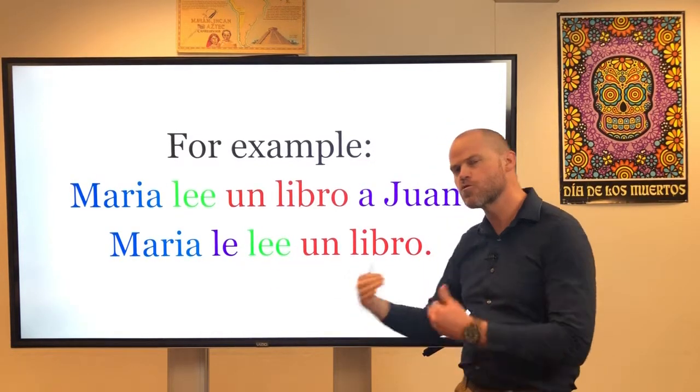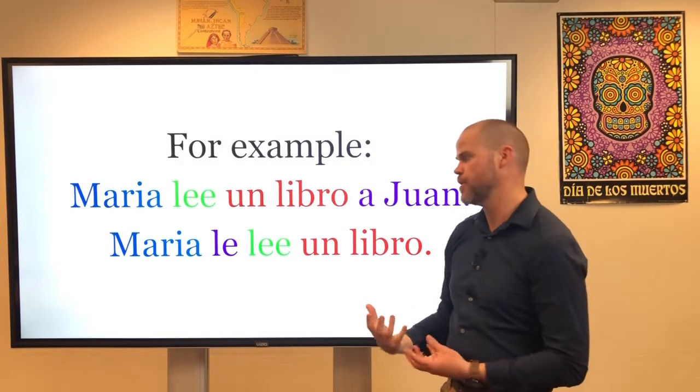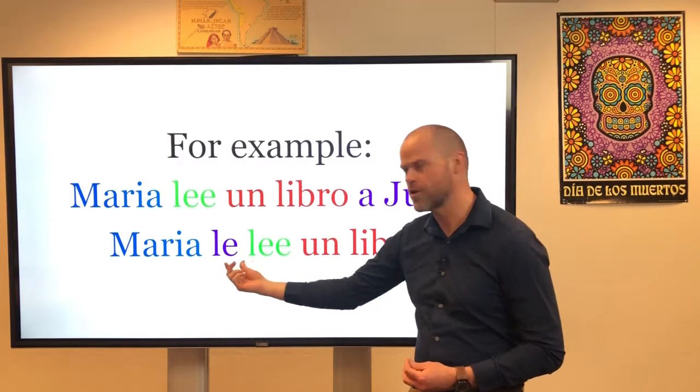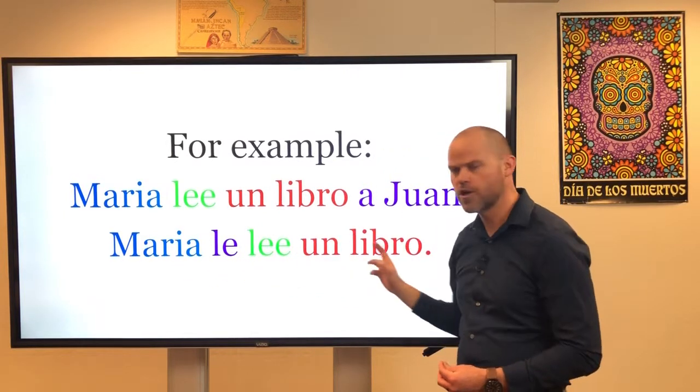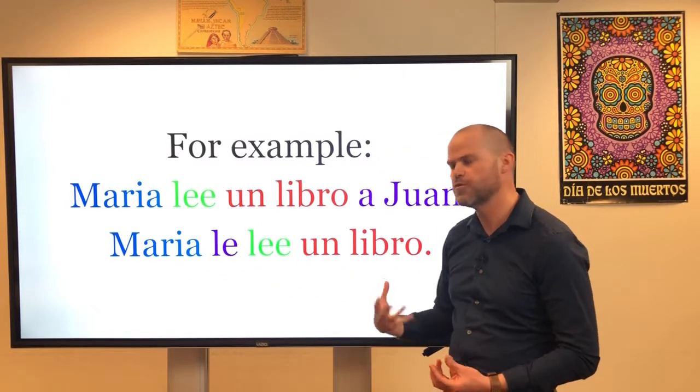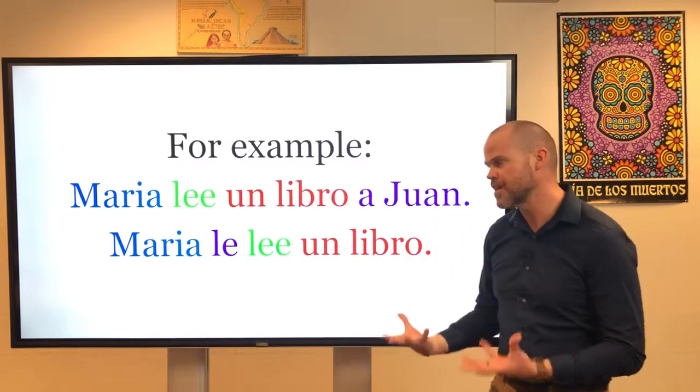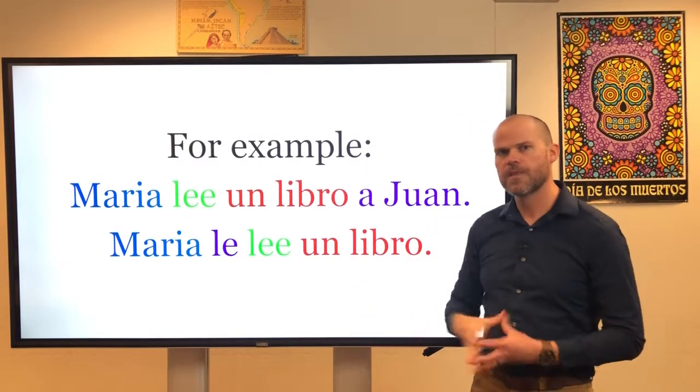And the syntax or the word order is different in Spanish because the indirect object pronoun goes before the verb, right? So it's quite literally, Maria, him, she reads a book. But you would never say that in English. It would just be Maria reads a book to him. But in Spanish, it's natural to say María le lee un libro. Okay, muy bien.